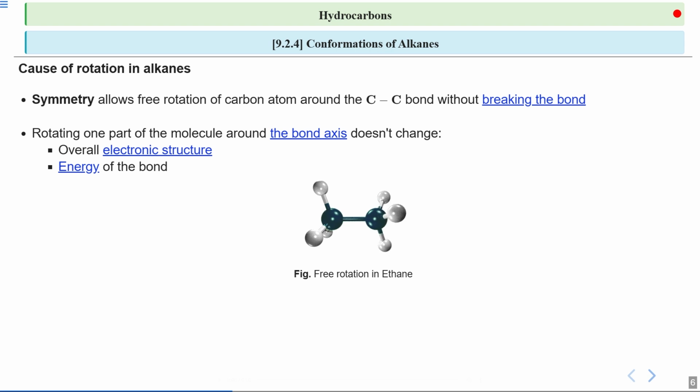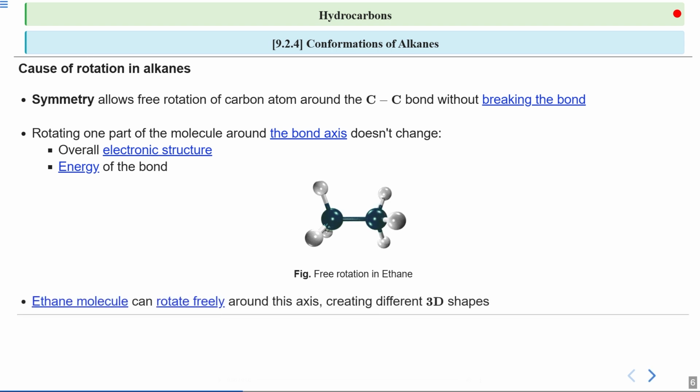Now, this rotation around the carbon-carbon bond creates different spatial arrangements. Finally, we learn that the ethane molecule can rotate freely around this axis, resulting in 3D shapes.